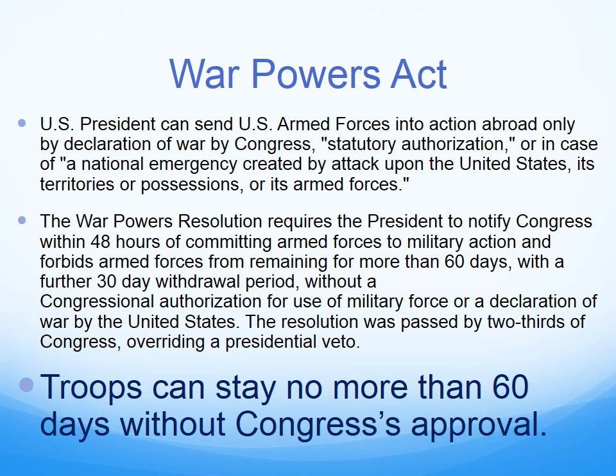So basically, the War Powers Act says that troops can stay no more than 60 days without congressional approval. Which basically means that a president can send in troops for 60 days, but after that, you need to have congressional approval to do that. It does not say anything about the actual war itself. The president doesn't have the power to declare war, right? Congress has the power to declare war. So although he can send in troops, he doesn't have the power to actually declare war.